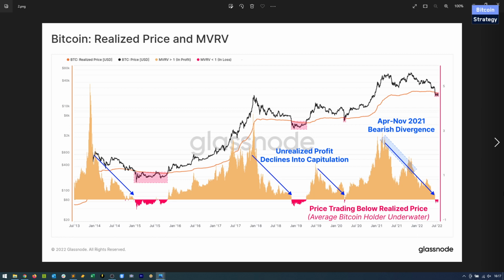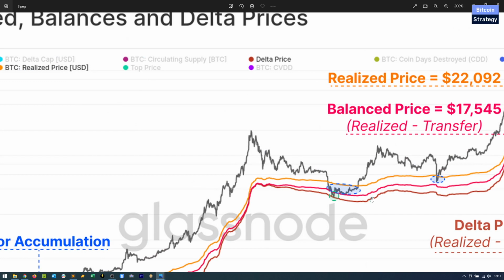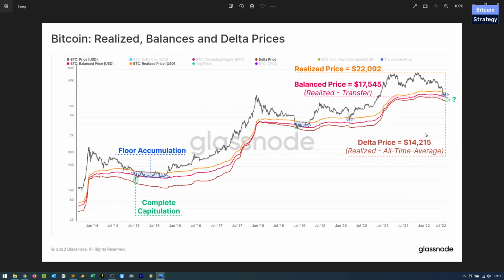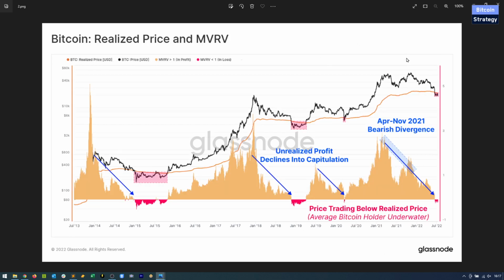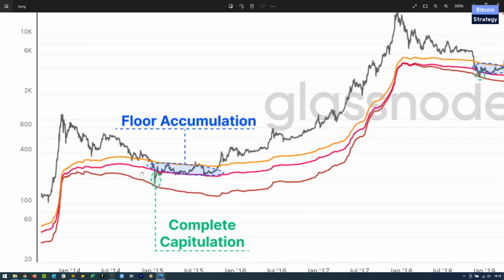Now here's another model. That's the delta price. That's the brown line over here, right? The very lowest line. And the delta price is the realized price minus the all-time average price. And we have seen before, right? We can fall below the realized price, but where could be a bottom? And that delta price historically was a quite nice bottom indicator.